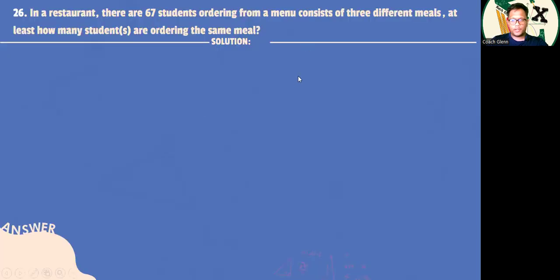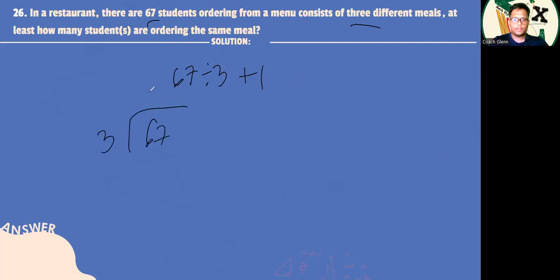In a restaurant, there are 67 students ordering from a menu consisting of 3 different meals. At least how many students are ordering the same meal? So all we need to do is 67 divided by 3 plus 1, okay? So this is a pigeonhole principle. So again, since there are 3 different meals, just divide the number of students by the number of meals and then plus 1. So first, we do 67 divided by 3.